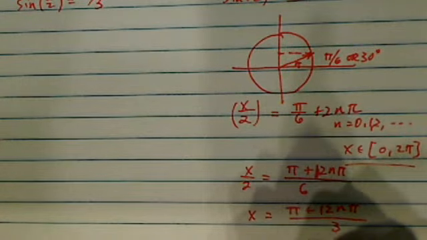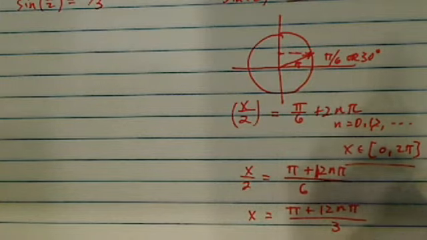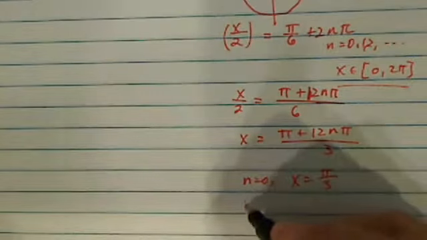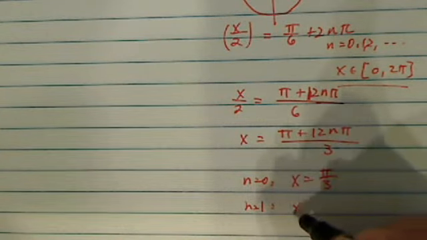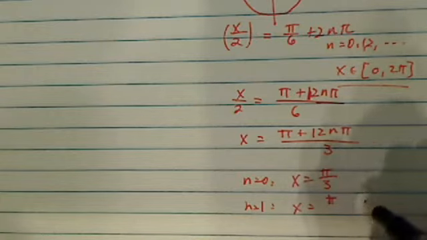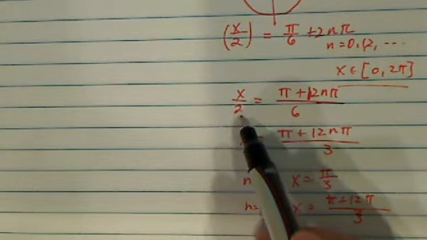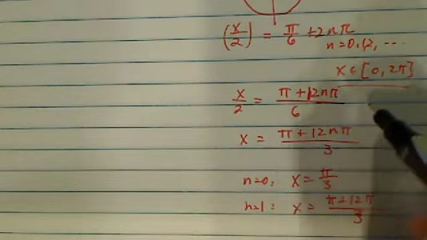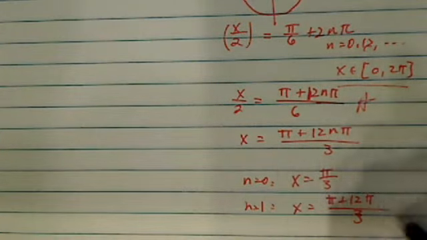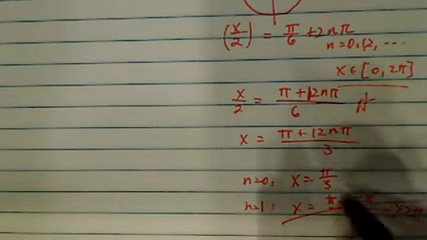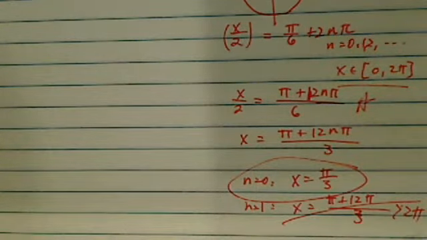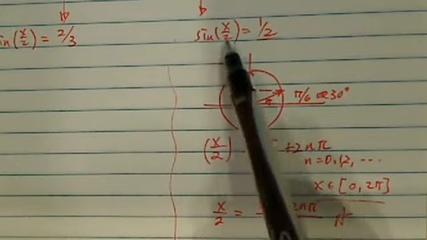When n equals 0, I'll have x equal to pi over 3, obviously. When n equals 1, this is the way you need to check: does your x still stay in 0 to 2 pi? For this case it doesn't. But if I had, say, 24x instead of x over 2, this form comes in very handy. So this one is bigger than 2 pi, and we're going to discard it. So your answer is x equals pi over 3. That's this chunk, where sine of x over 2 is equal to a half.